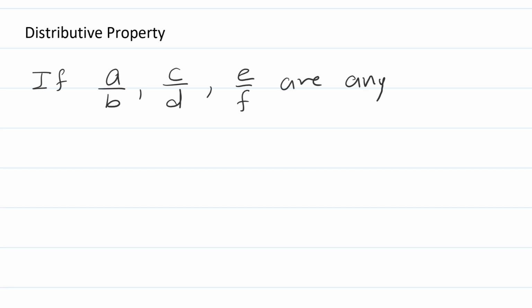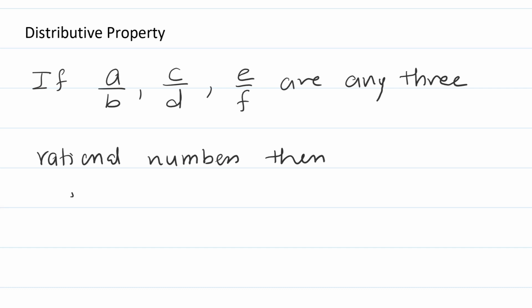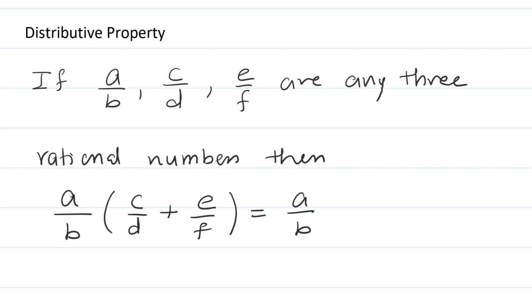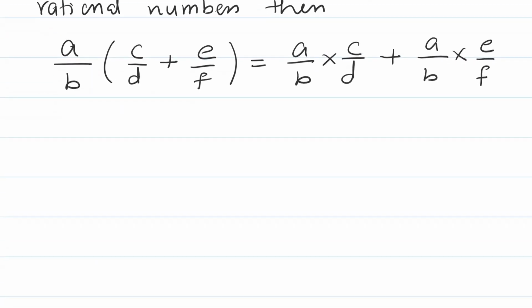So the distributive property for rational numbers is, if A upon B, C upon D and E upon F are any three rational numbers, then A upon B into bracket C upon D plus E upon F is equivalent to A upon B into C upon D plus A upon B into E upon F. We will verify this property. So this is distribution of product over addition.